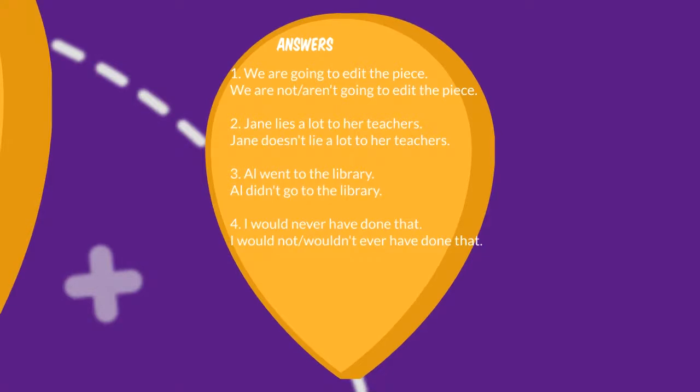In 3, went was the past simple of to go. So we use didn't to make this one into a negation because go is a normal verb. Al didn't go to the library. And please note that in 2 and in 3, after doesn't and didn't, we use a full verb. Hele werkwoord. In 4, I would never have done that. Would is a special verb, so I would not or I wouldn't ever have done that.